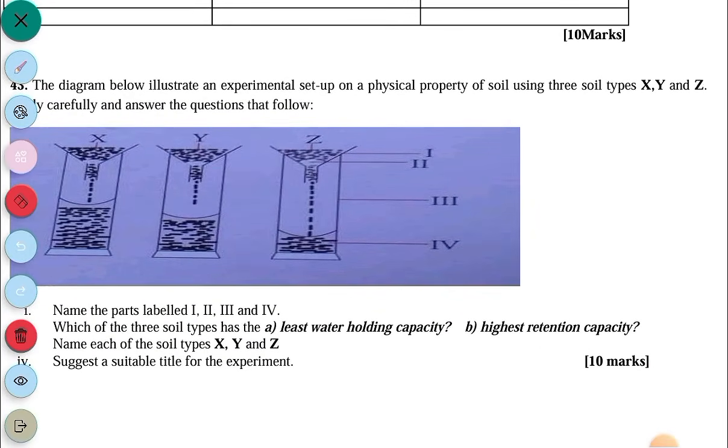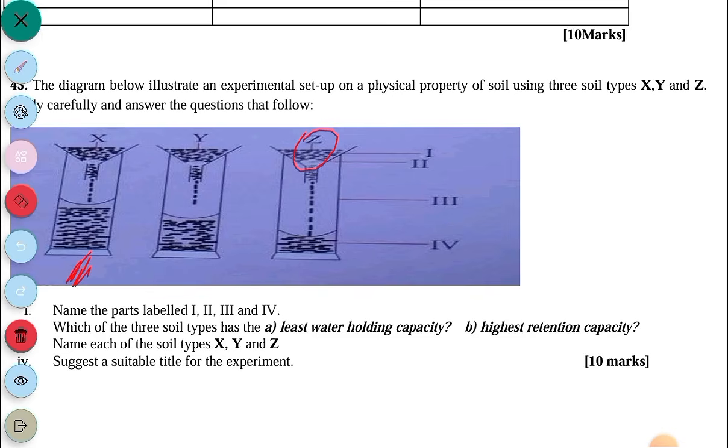So the next one says which of the 3 soil types has the least water holding capacity. The one that has the least water holding capacity is the one that drained so much. So it's X, which is the sandy soil. Then which one has the highest water retention capacity, which is Z, because we have less water in the measuring cylinder.